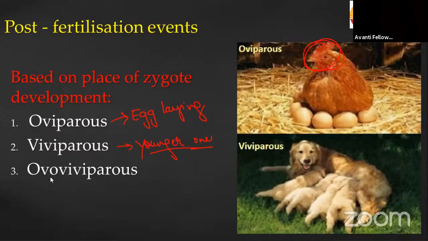So ovoviviparous is nothing but, here is what happens, let me write here. First, eggs are laid. Eggs are laid inside the female body. The female lays the eggs inside her own body.